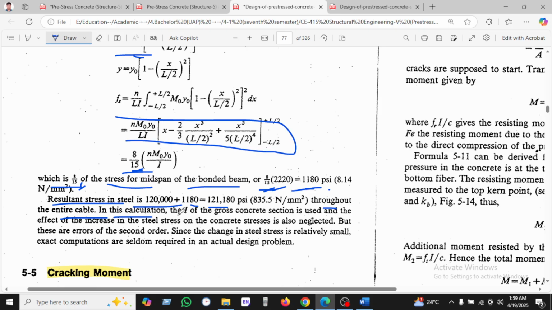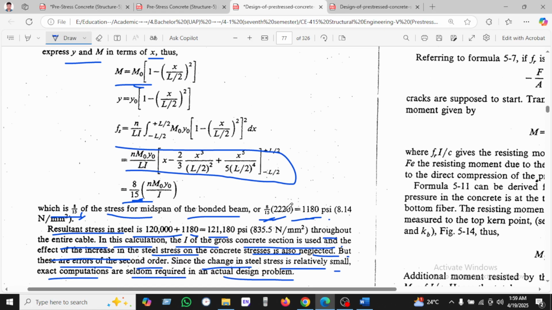In the calculation, the gross concrete section is used, and the effect of the increase in steel and concrete is also neglected. But the error is of second order, since the change of steel is relatively small, and exact computation seldom requires accurate design of the problem. Okay.